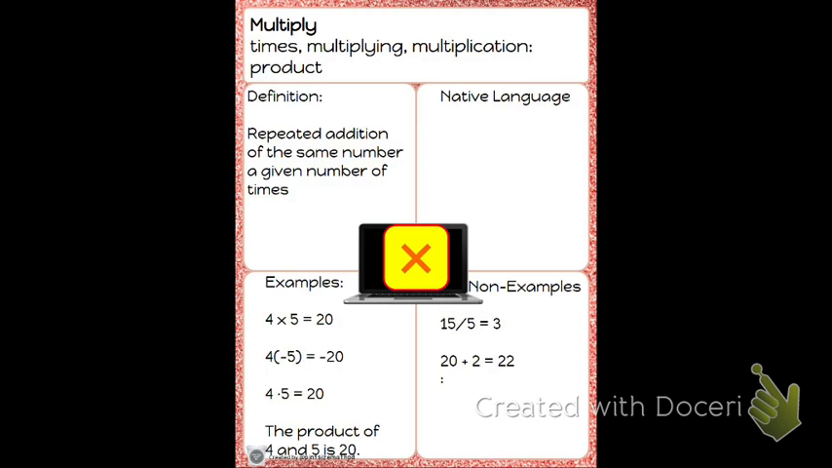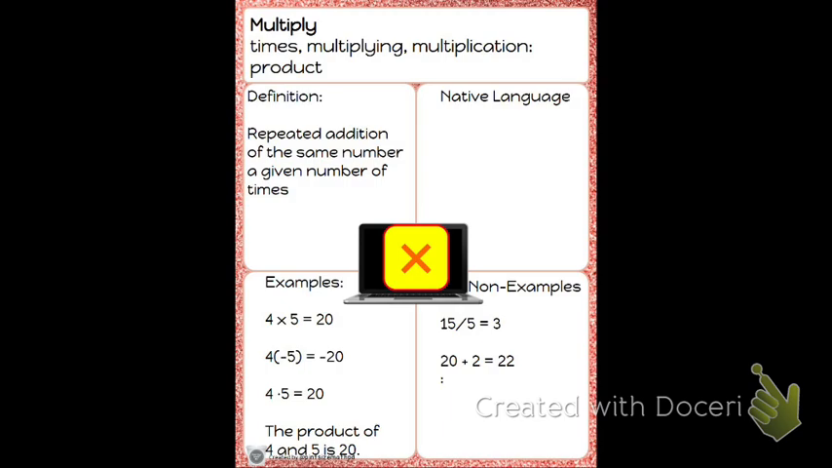So when I say 4 times 5, that would be like if I wrote the number 4 down 5 times and added all those 4s together. Or wrote the number 5 down 4 times and added all those 5s together.